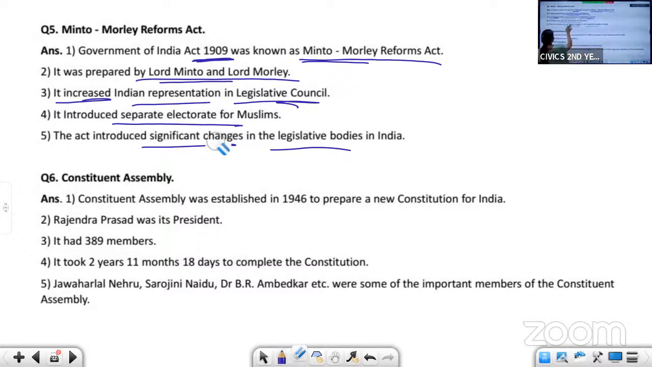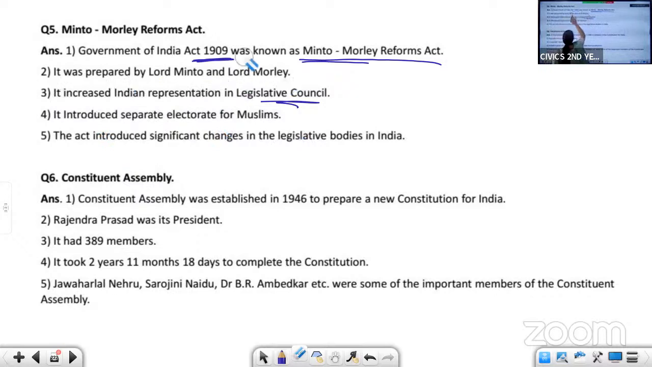Okay, many reforms, many changes were made in the legislative bodies through this act. That is why we call it Reforms Act. Why do we call it Minto-Morley? Because it was prepared by Lord Minto and Lord Morley. So this is your Minto-Morley Reforms Act, and this is a most repeated question.